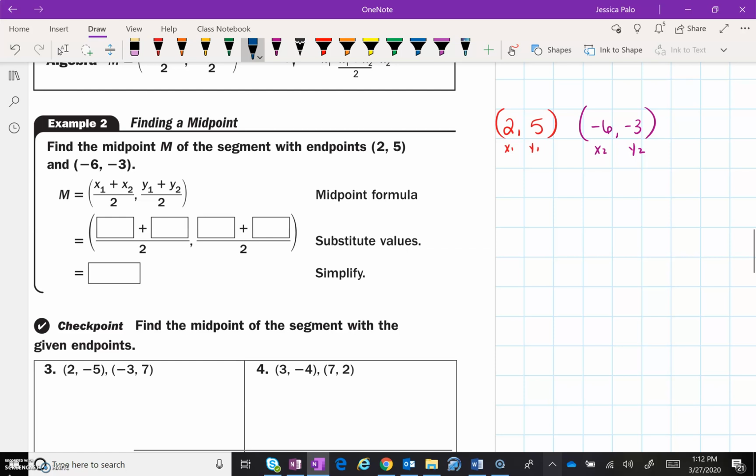So our midpoint formula is x1 plus x2 over 2. And then our y-coordinate of the midpoint would be y1 plus y2 divided by 2. Now this is just one giant coordinate.